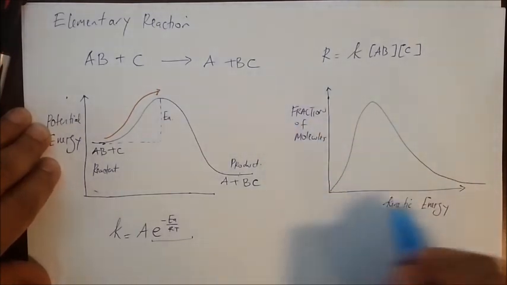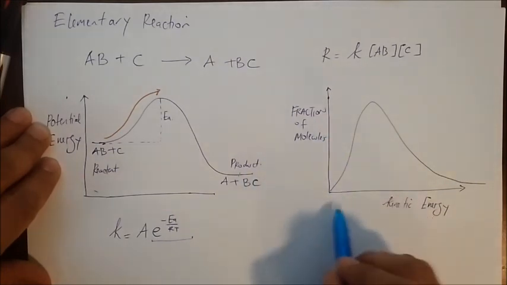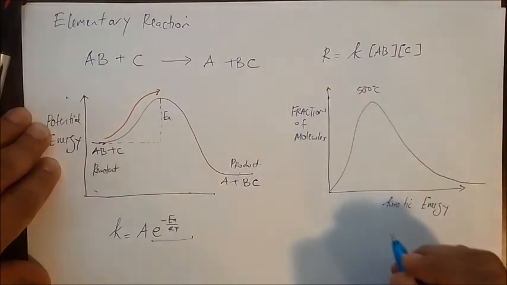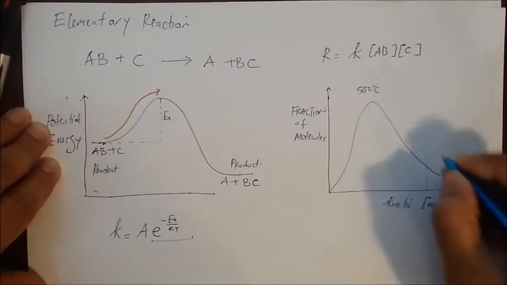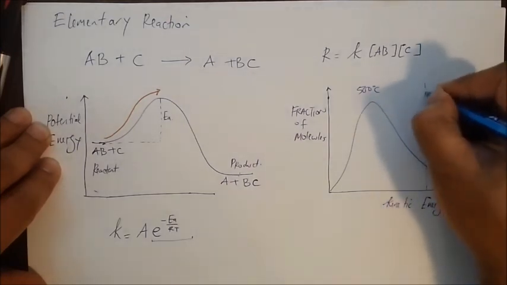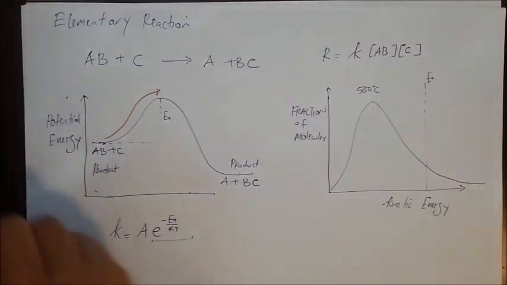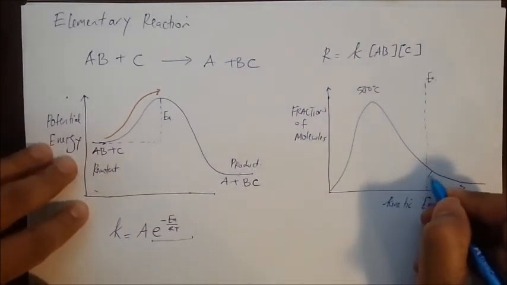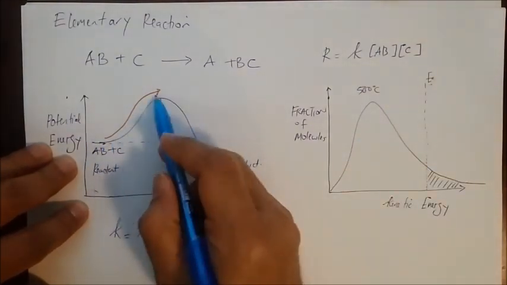So let's say you have this plot of fraction of molecules versus the kinetic energy. Let's say this is at 500 Celsius. So hypothetically, we put this value as the value of activation energy. Okay. Then you will have this fraction of molecules that will have enough energy to overcome this barrier.